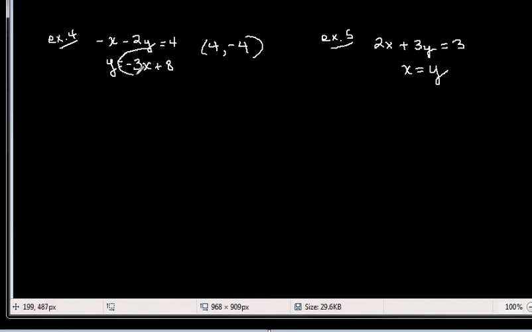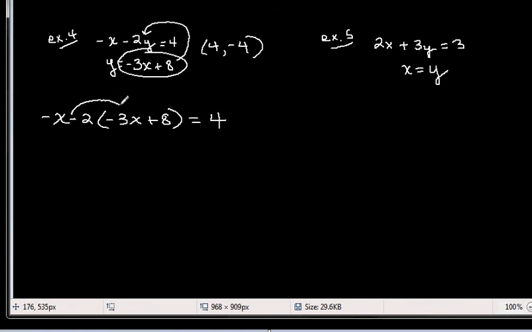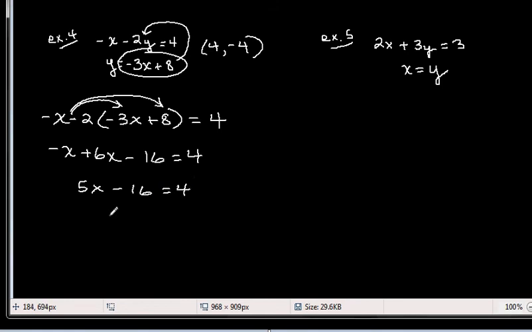So you're going to plug in. This one's a little bit trickier though. You're going to see why in a second. So we're going to get -x minus 2 times y, which is -3x plus 8, equals 4. Now check out this negative sign. The negative along with the 2 needs to be distributed. So you get -x plus 6x minus 16 equals 4. Combine your x's. 5x minus 16 equals 4. Add 16 to both sides, you get 5x equals 20. And we get x equals 4.